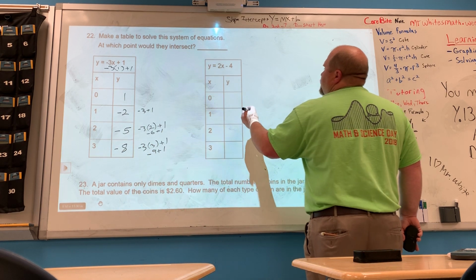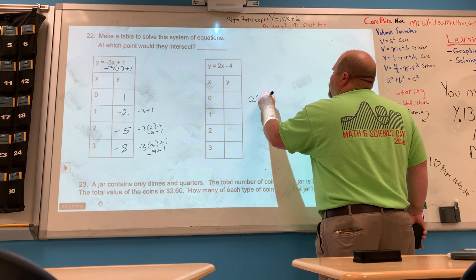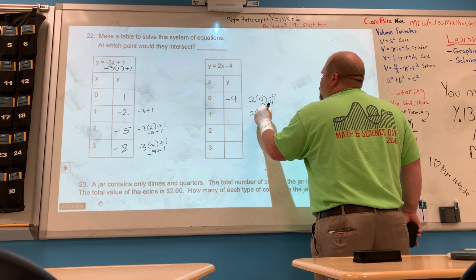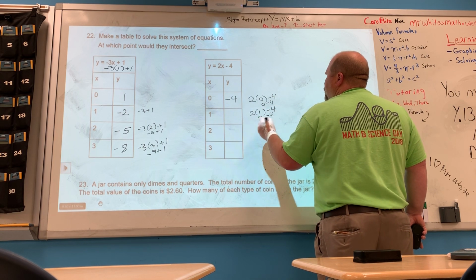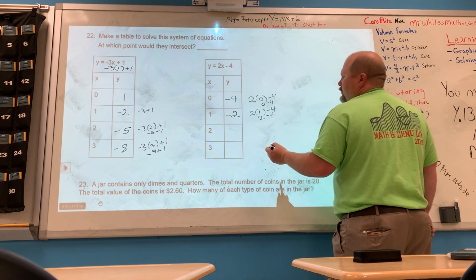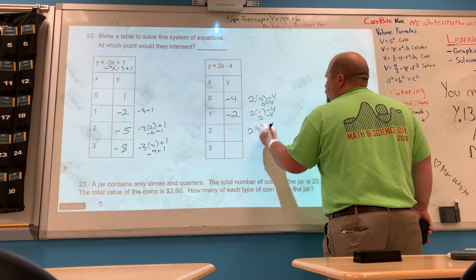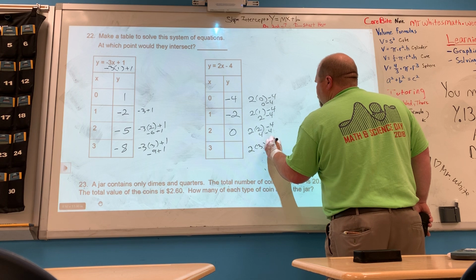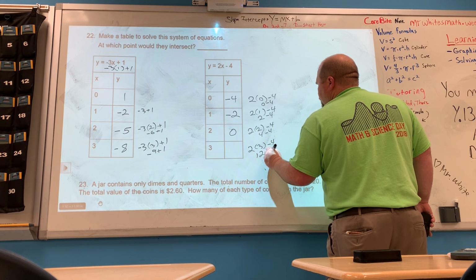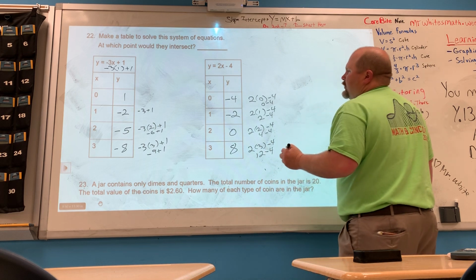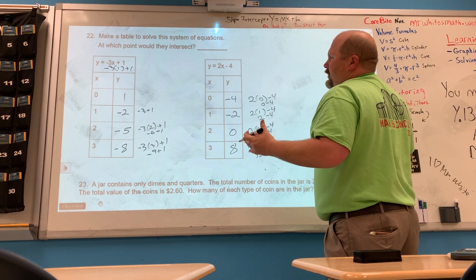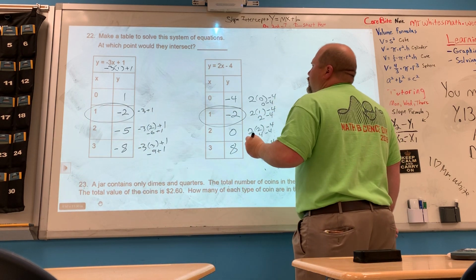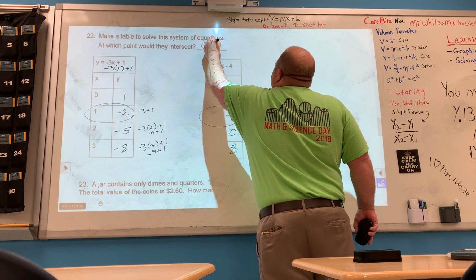Right here, -3 times 3 plus 1, so -9 plus 1. All right, next problem. 2 times 0 minus 4, so 0 minus 4 is -4. 2 times 1 minus 4, so that's 2 minus 4, -2. 2 times 2 minus 4, 4 minus 4 is 0. And 2 times 3 minus 4, so that's 12 minus 4, which is 8. If you'll notice, you're looking for where do they intersect, where do they have a matching point? Well, right here, that is a matching point, so they would intersect each other at 1, -2.